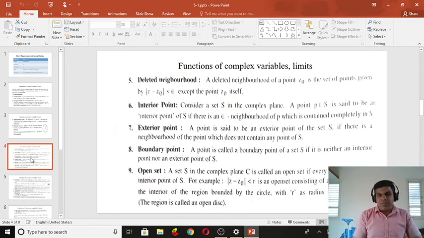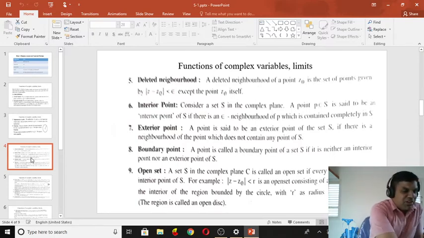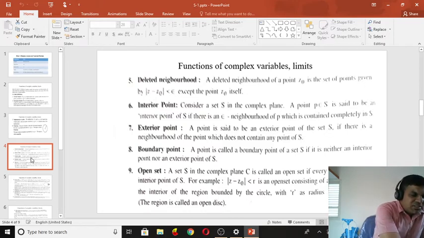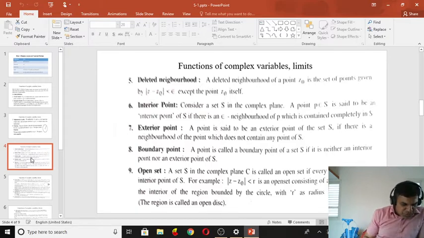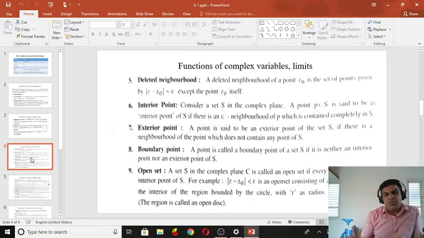We come to the boundary point. A point is called a boundary point of a set S if it is neither an interior point nor an exterior point of S. If you take a Euclidean circle, the points lying on the curve, the curve meaning the boundary of that, are boundary points. So there are these important notions: closed, open, and boundary points.